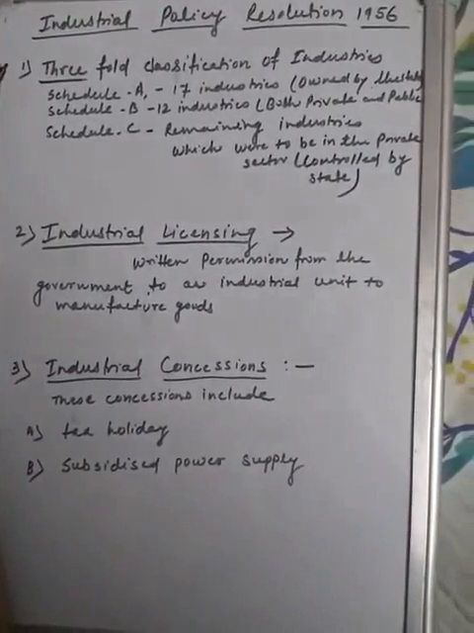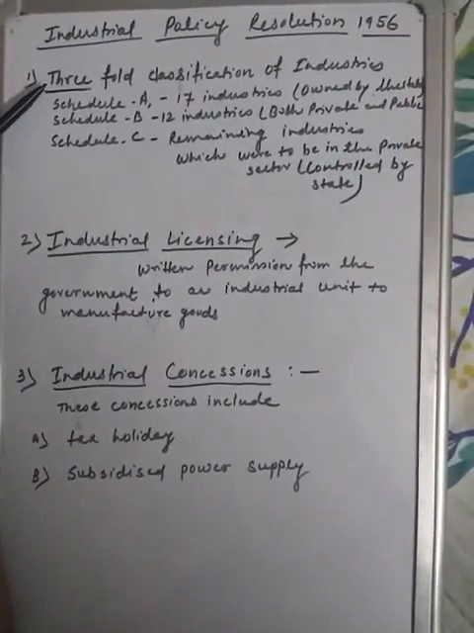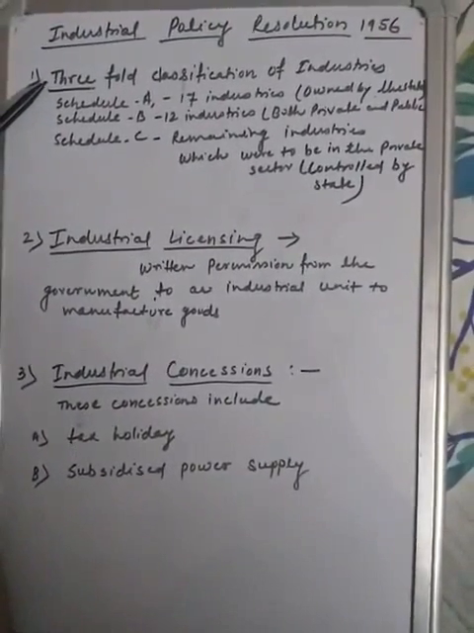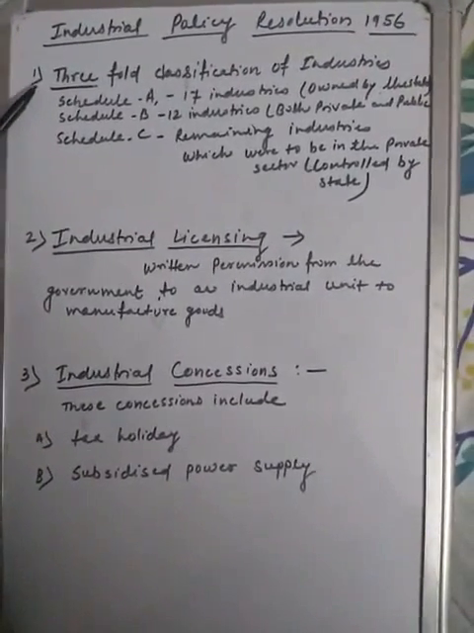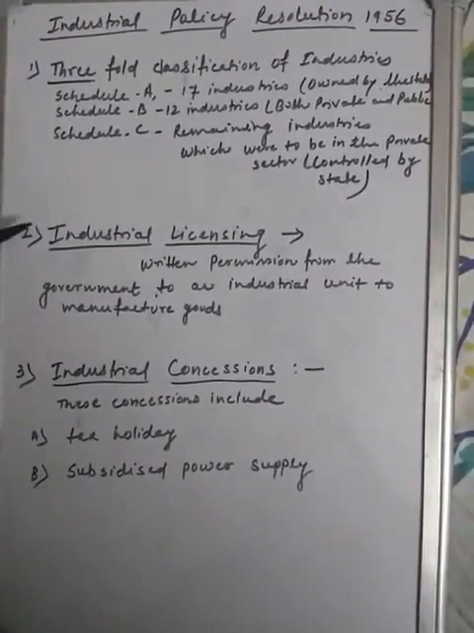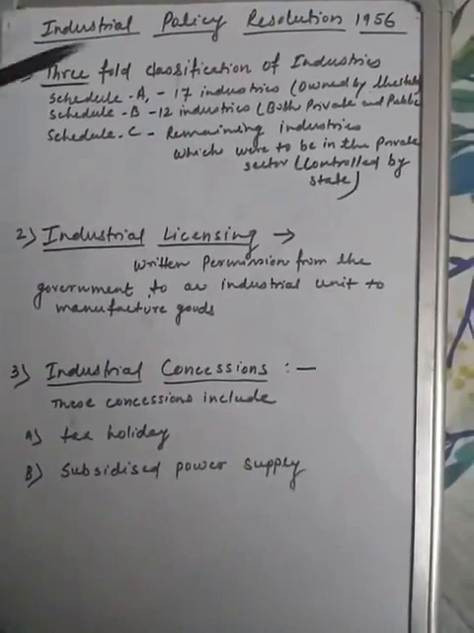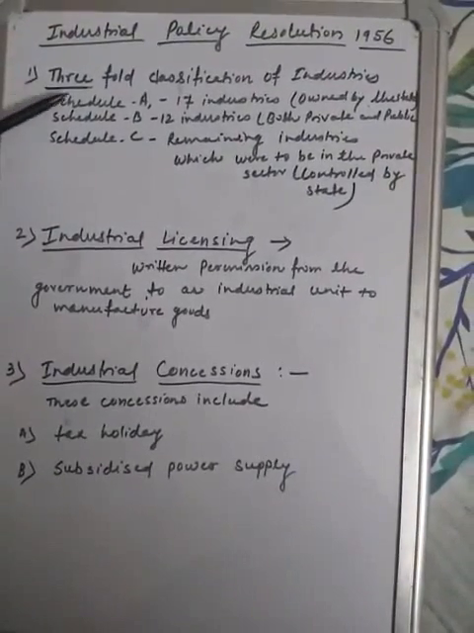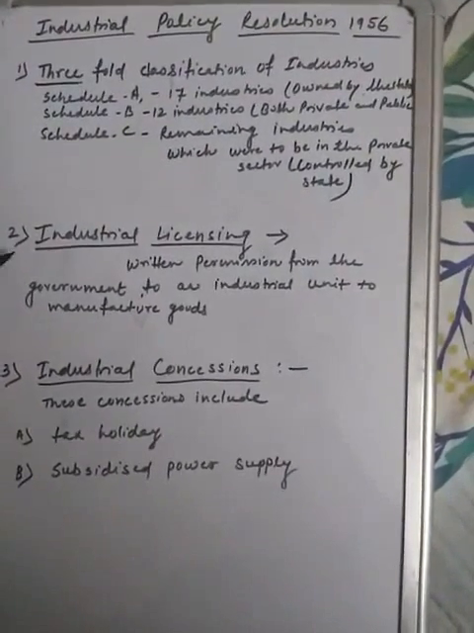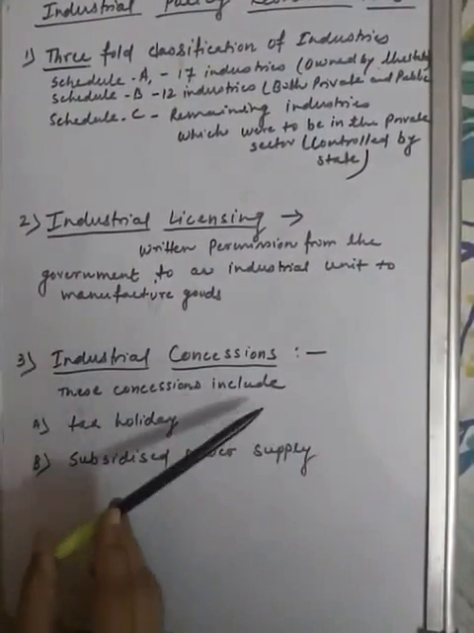The first decision was that the government classified industries on the basis of ownership. There are three major policies taken in 1956 in the Industrial Policy Resolution. First one is threefold classification of industry, second one is industrial licensing, and third one is industrial concessions.